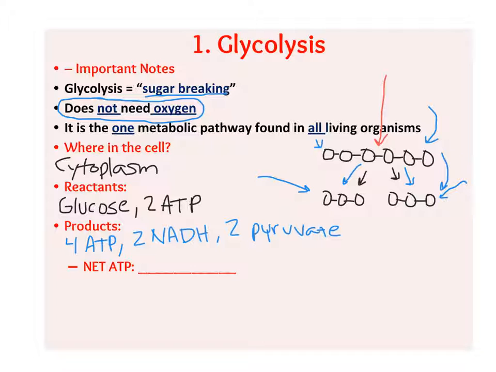So, how many net ATPs did we make? Well, we spent 2 ATPs to break the glucose in half, and we earned 4 ATPs back. So, since we spent 2 and we made 4, we really only got 2 net ATPs. So far from that original glucose molecule, we've got 2 ATPs.